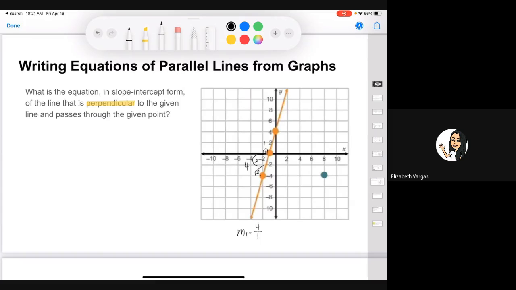This is my m1. So I need to find my m2, which is perpendicular, so I need the negative reciprocal. So I'm going to flip it and then negate it.